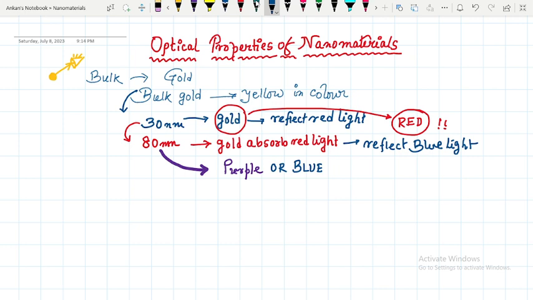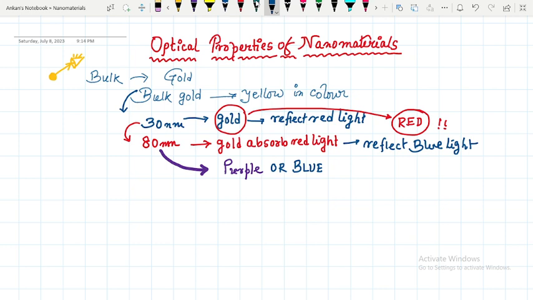Similarly, large-size zinc oxide particles block the UV light and scatter visible light, thus giving an appearance of white. But nanosized zinc oxide particles block the UV light, and since they are small compared to the wavelength of visible light, they do not scatter it, so they look colorless, clear, or transparent. So these are some examples.